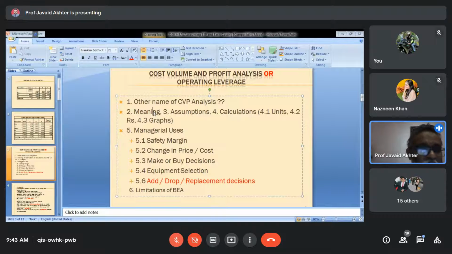You must have heard this word several times, when there is no profit, no loss. So when we say break-even, it means a situation, either in rupees or in units, at which there is no profit, no loss. Below that, there will be losses. Above that, there will be profit.